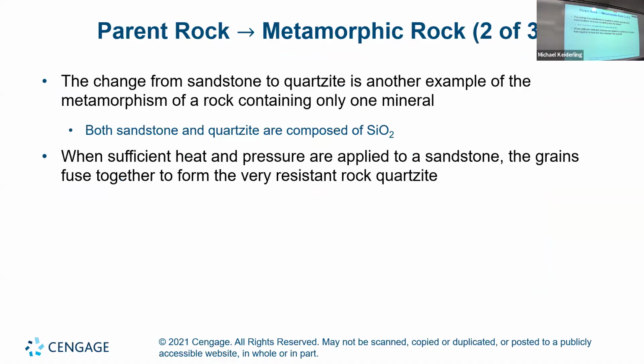Another example of this with a rock containing only one mineral is sandstone to quartzite. Both sandstone and quartzite are composed of silicon dioxide. But quartzite ends up a much tougher, stronger rock than sandstone because the recrystallization binds all the particles together because they grow into each other. All the crystals grow into each other and they're interlocking. So quartzite's much harder than sandstone. And when sufficient heat and pressure is applied to sandstone, all of the grains will fuse together to form the very resistant rock quartzite.